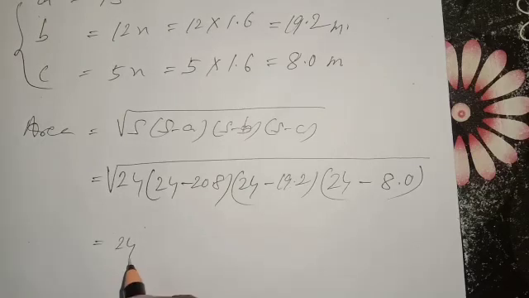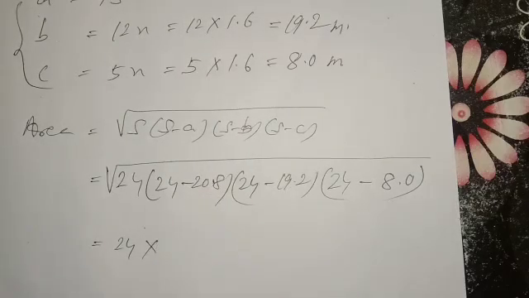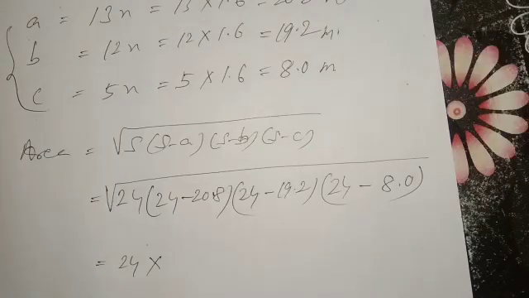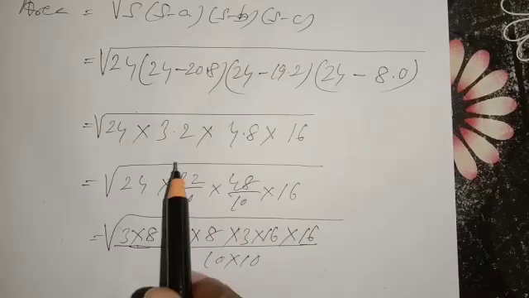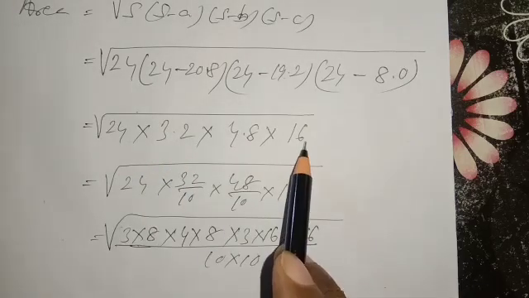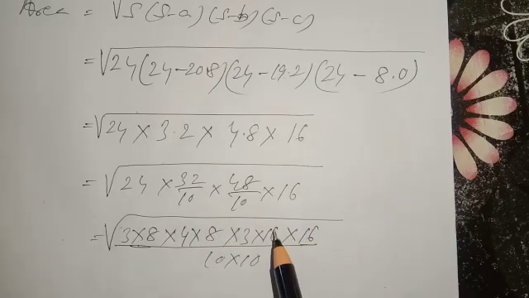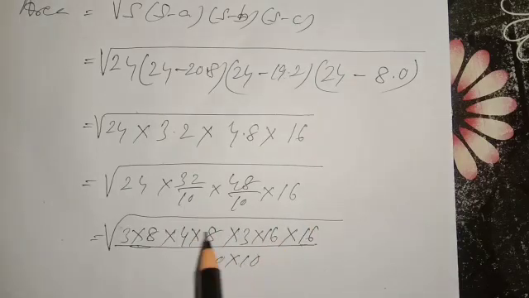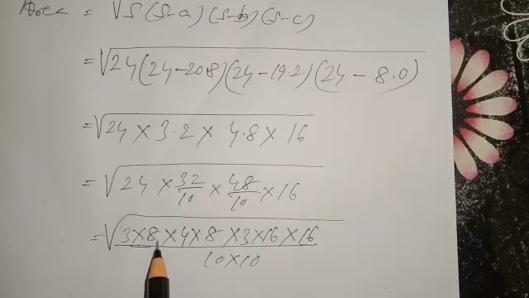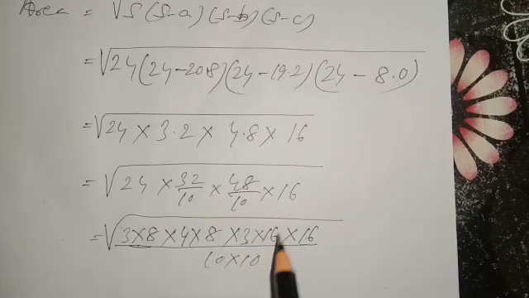It is coming 24 into 24 minus 20.8. Just subtract and write it in multiplication. Now you see, after subtraction you are getting 24 into 3.2 into 4.8 into 16. Now 24 into 32 by 10, 48 by 10 into 16. Now 10 into 10 in the denominator. 24 means 3 into 8. 32 means 4 into 8. 48 means 3 into 16, and into 16.